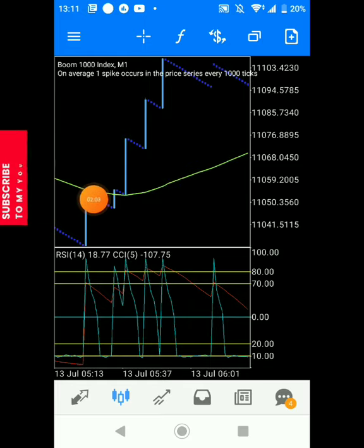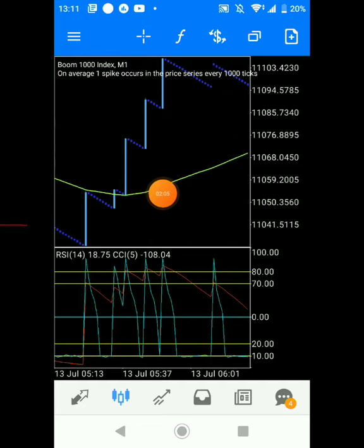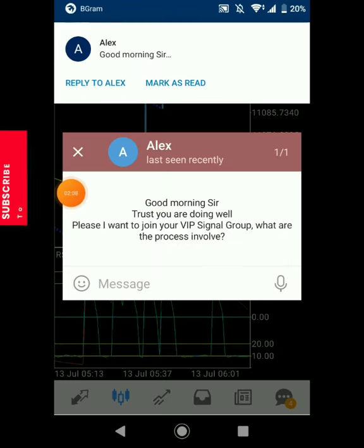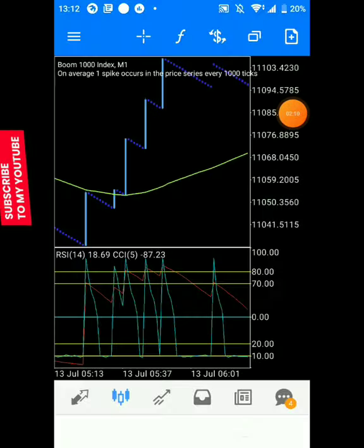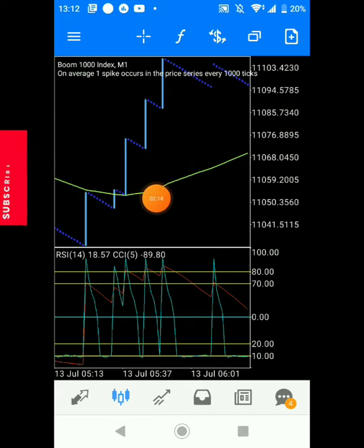If you notice here, the moving average has just gone below price. So if the moving average has gone below price, you shouldn't look for selling opportunities for the meantime.